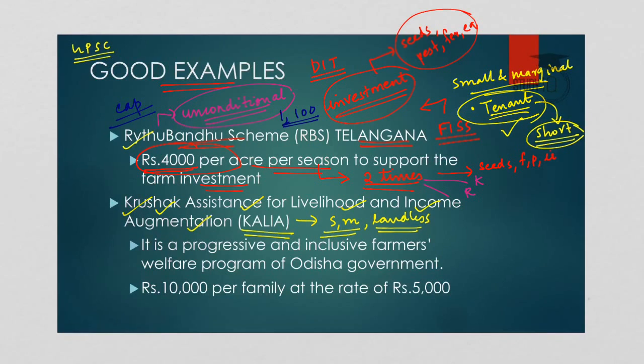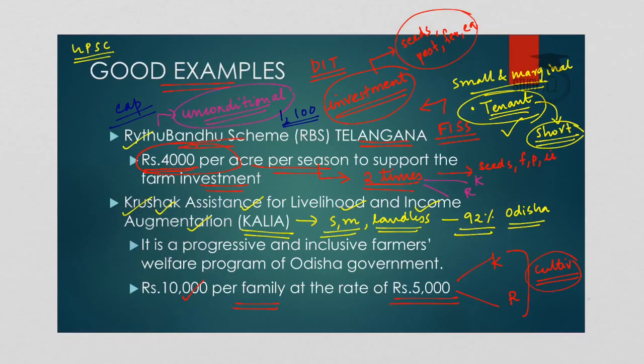So unlike the Rythu Bandhu scheme, in the KALIA scheme, even the landless farmers are included. And this will cover around 92% of the cultivators in the state of Odisha. According to the KALIA scheme, an amount of rupees 10,000 per family is given by the government, and that is divided in 2 seasons, 5,000 each for the Kharif season and 5,000 again for the Rabi season. This financial assistance will be provided in order to take up cultivation or the livelihood activities of the farmers. This scheme also has a component for livelihood support for landless households.